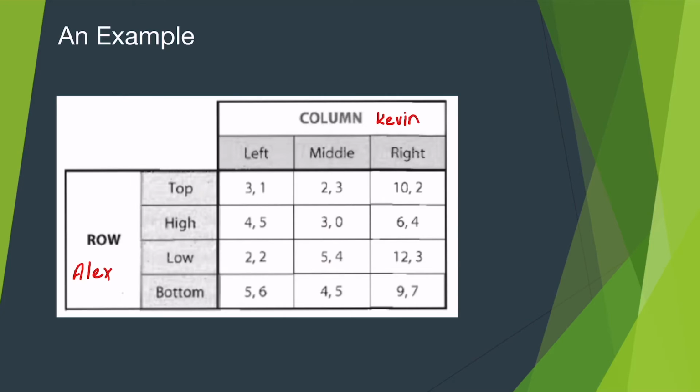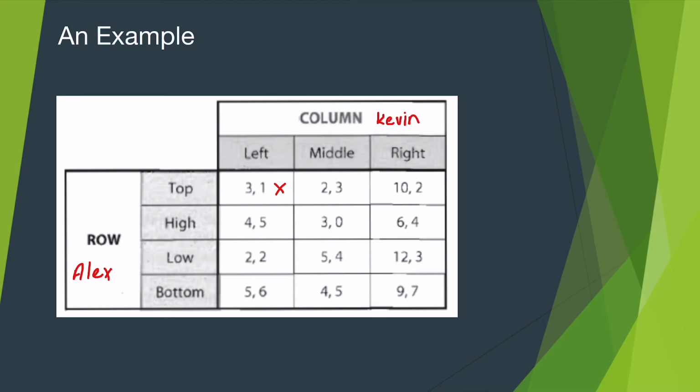Okay. For this cell, Kevin chose left and Alex chose top. Do you think Alex wants to change his decision? Here, Alex gets 3 points, but here he can get 4. So this cell cannot be the Nash equilibrium, since Alex wants to change.